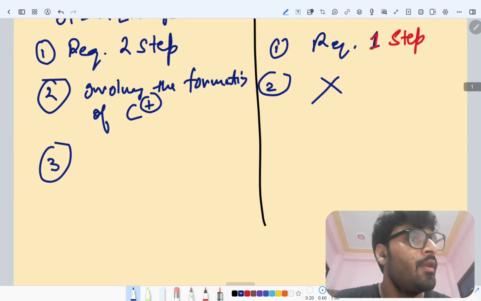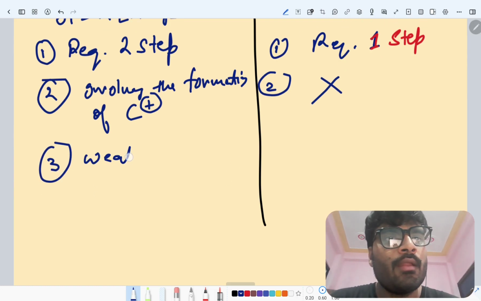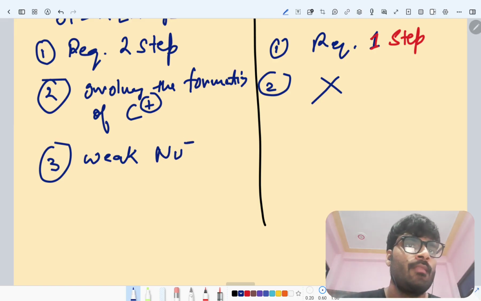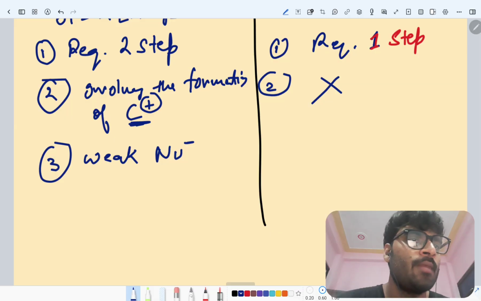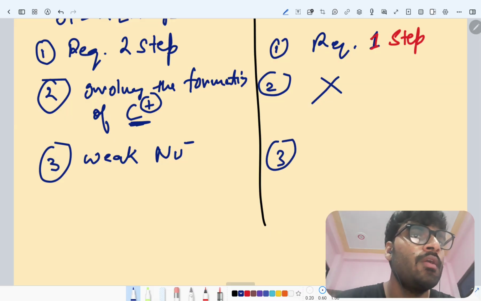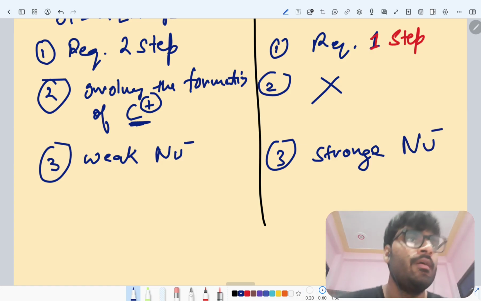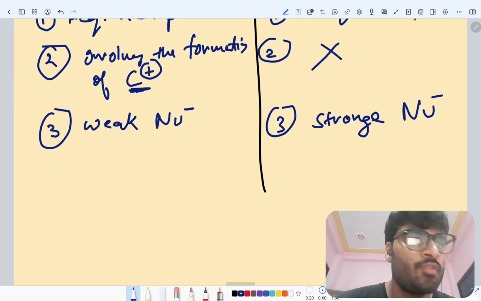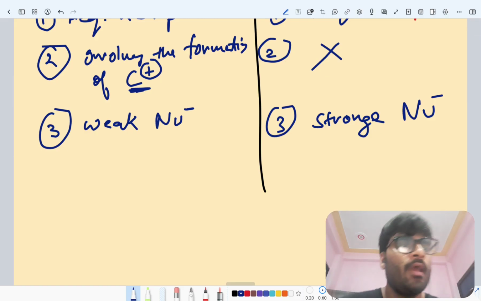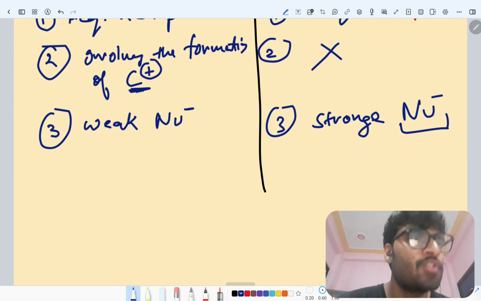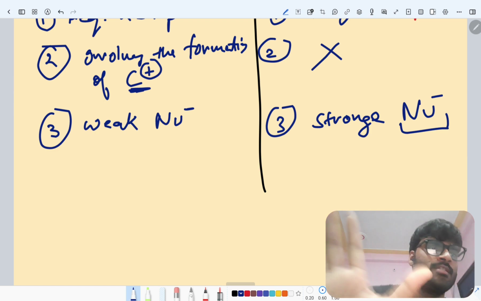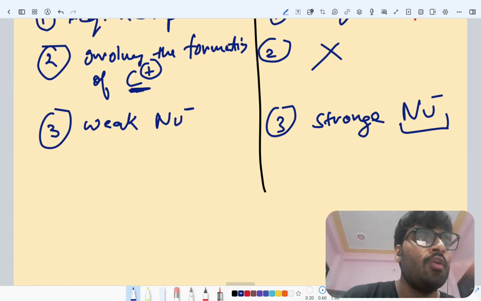Third one, SN1 requires only a very weak nucleophile. Even a weak nucleophile can attack this already formed stable carbocation, but we need a stronger nucleophile here to undergo SN2 reaction. Why? Because there is no formation of a stable carbocation. We have to have a very good strong nucleophile which can attack the substrate molecule, avoiding all the hindrance.